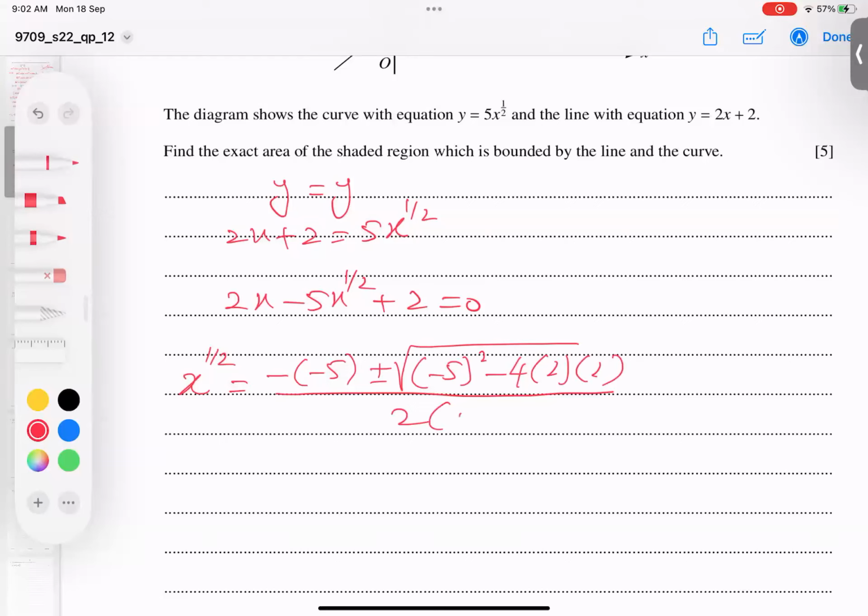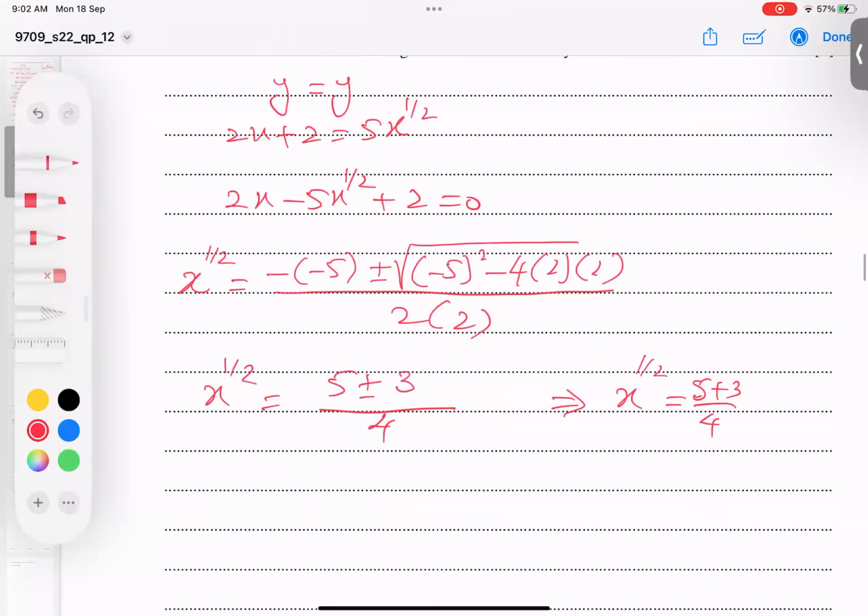So when I apply here 2a, what is becoming here? We are getting x to power half. This becomes 5 plus and minus over 4. If I continue further, what happens, students, after this? This is 25, 4, 4, 16. I got 9, so 3 comes here. So I get 2 answers for x to power half: 5 plus 3 by 4 and 5 minus 3 by 4.